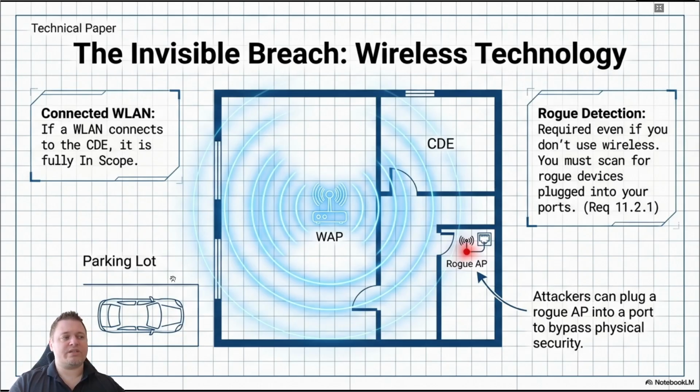Now, rogue detection is required even if you don't use wireless. You must scan for rogue devices plugged into your ports, which is requirement 11.2.1. Attackers can plug a rogue access point into a port to bypass physical security, meaning a good one is called the LAN Turtle. You plug it in. You could actually create your own. You use the Wi-Fi scanner first.